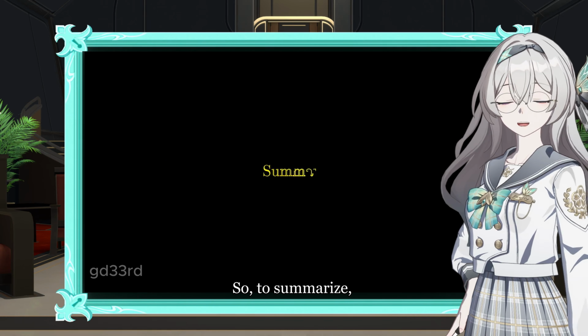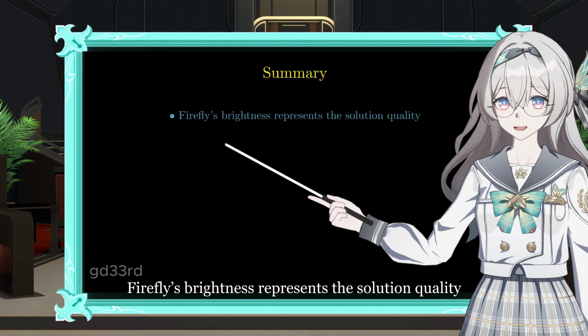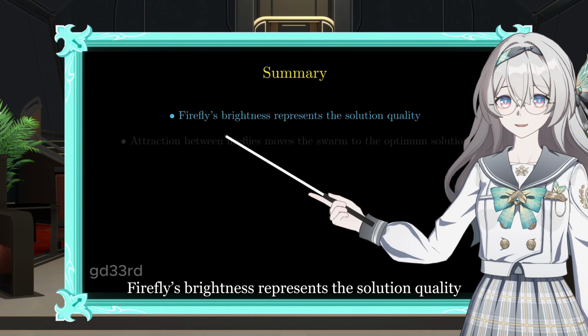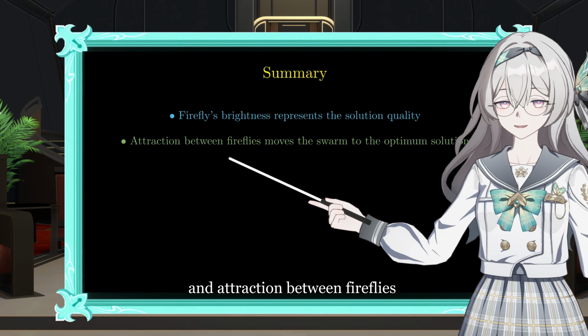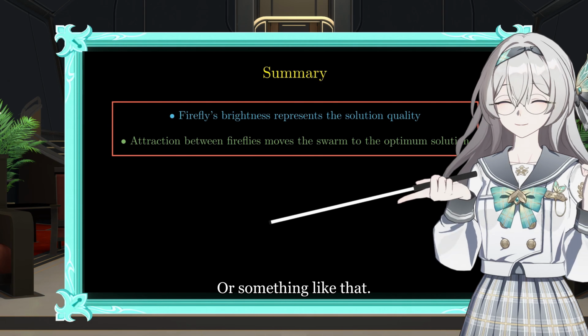So, to summarize, the Firefly algorithm is built on simple ideas. A firefly's brightness represents the solution quality, and attraction between fireflies will move the swarm into the optimum solution. Or something like that.